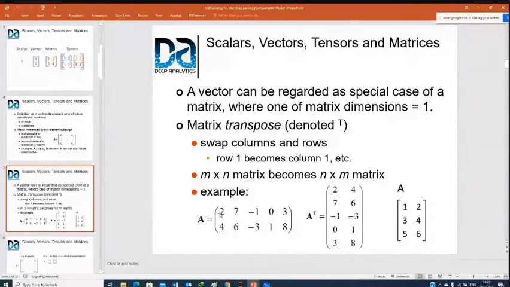Right. So if you've got this matrix, for example, 2, 7, minus 1, 0, 3, 4, 6, minus 3, 1, 8, the transpose is equal to 2. So it's got 2 rows and 1, 2, 3, 4, 5 columns. So it's a 2x5 matrix, and the transpose will give us a 5x2 matrix.